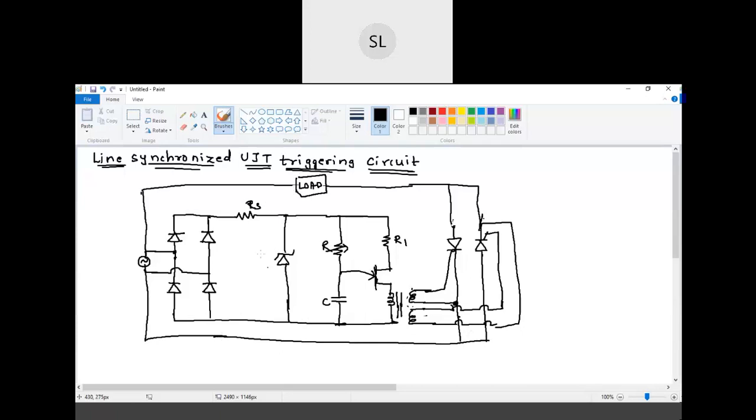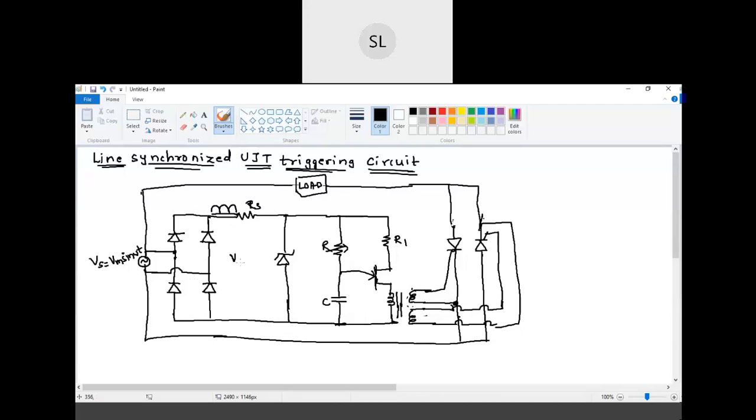Okay, so here as you can see, the input voltage will be applied across this bridge rectifier, full wave bridge rectifier. So at the output of this bridge rectifier, what we will have is a pulsating DC, right? So that kind of output we will get at the output of this bridge rectifier.